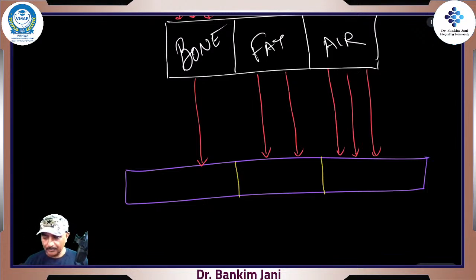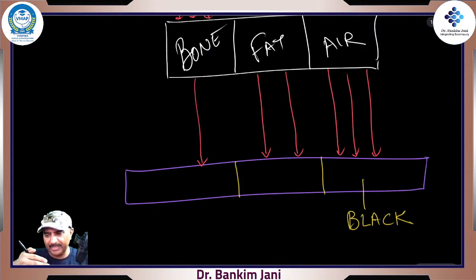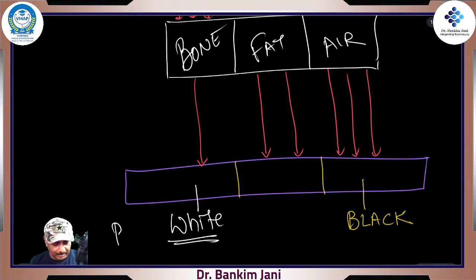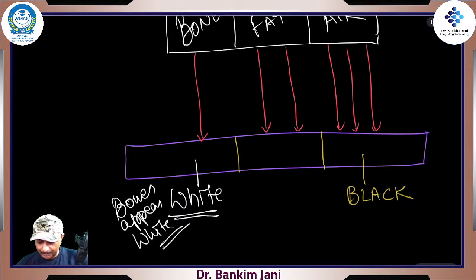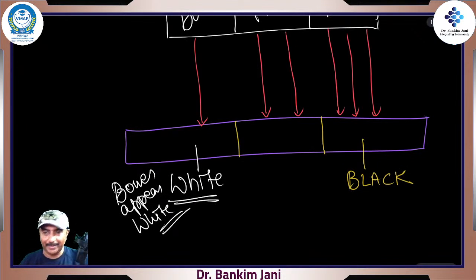So what would be the effect? Listen carefully. If the X-rays hit the plate, it becomes black. And if X-rays cannot reach the plate, or if very few X-rays hit the plate, that area is white. That's why bones appear white. And black indicates that it is air.